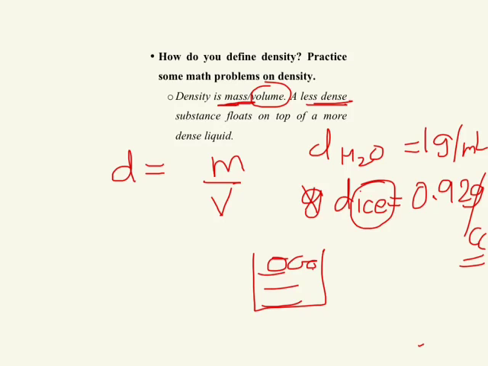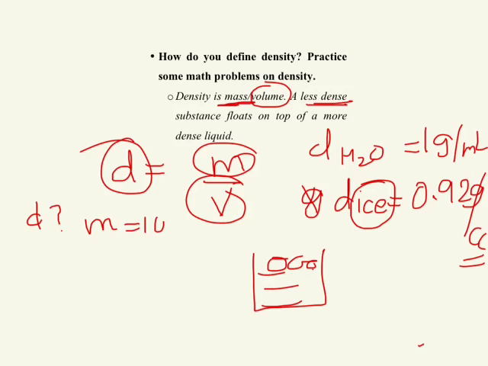Now, with density, mass, and volume, given the values of any two, you should be able to find the third one. For example, let's take a problem. What is the density of a substance if the mass is 10 grams and the volume displaced by that substance is 2.0 ml? Density is mass over volume. Mass is 10 grams, volume is 2.0 ml.